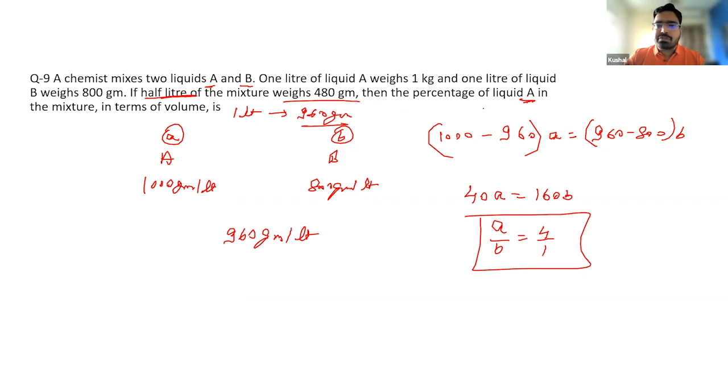Then the percentage of liquid A in the mixture will be what? 4 by 5 into 100. That's going to be 80%, right? Again, this is a question which we might try to do by making equations, by applying arithmetic logic. But I would suggest that if we think in terms of averages, it will help us solve it very, very quickly. This is, to my mind, one of the questions coming from your CAT paper. Very recent CAT papers is what we are looking at.